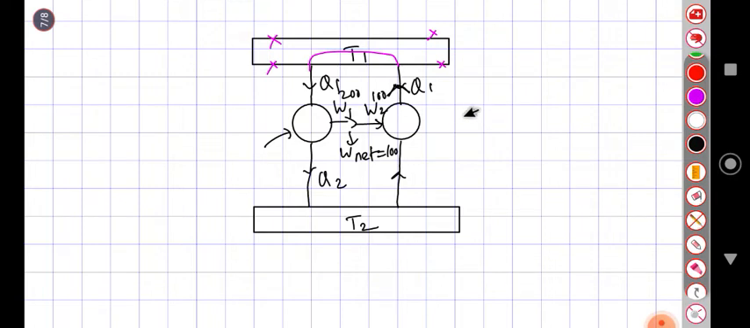Now you can see, is it possible? You can say whether it is possible or not. If I remove this reservoir and supply the same amount of Q1 coming from this to this, no, it is impossible, because it is again the violation of the Kelvin-Planck statement or the second law of thermodynamics, right? So it is impossible.